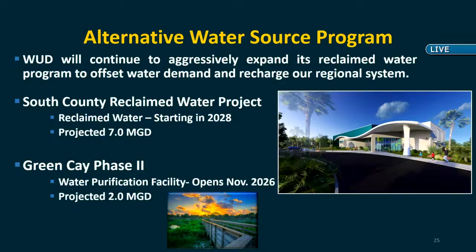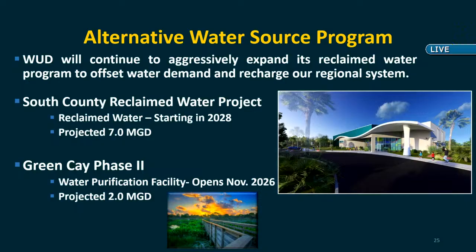We have 2 other projects to highlight. The South County Reclaimed Water Project. Back in 2014, we partnered with Broward County, where we're going to bring 7 MGD, a million gallons per day of reclaimed water in to serve our southern service area where we don't have reclaimed water now. That will hopefully start within the next about 3 years in 2028.